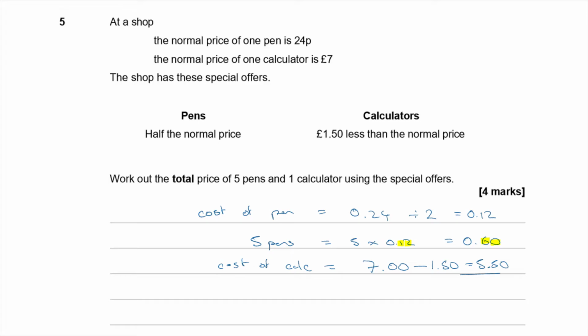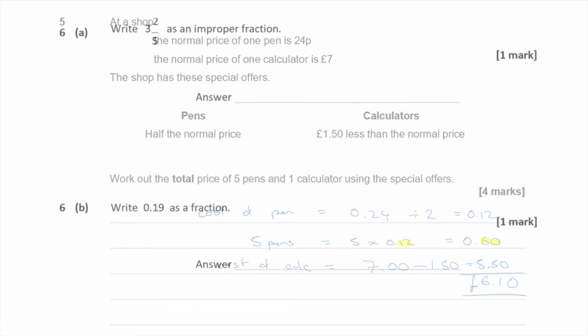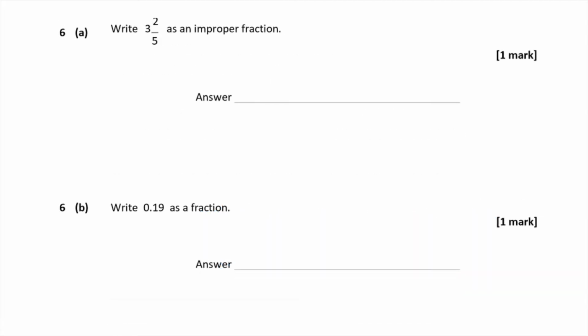So then adding those together, 0 and 0 make 0, 6 and 5 make 11, carry 1. So that's, what's that, £6.10? That's my answer then, isn't it? £6.10. Question 6a, write 3 2/5 as an improper fraction.